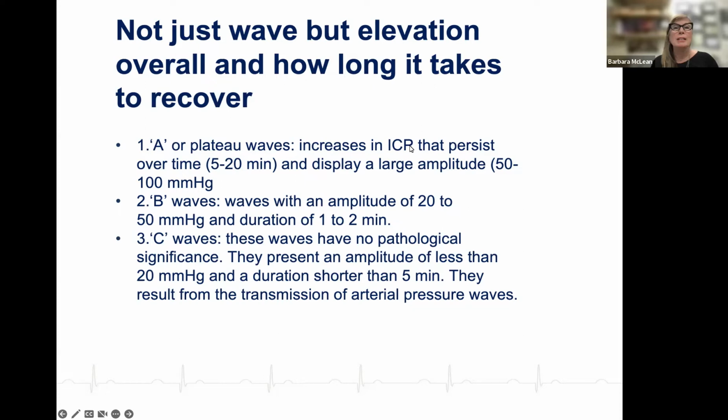Okay, if you have an ICP that is sustained, and now we talk about 2 minutes, not really 5 minutes, 2 minutes sustained over 50. So ICP is greater than 50 and it's sustained there for 2 or more minutes. That's called a plateau pressure or an A pressure. It means elevated pressure sustained for at least 2 minutes at 50 or above. You've completely lost compensation, and this is a predictor for death. This is actually preceding herniation and death.